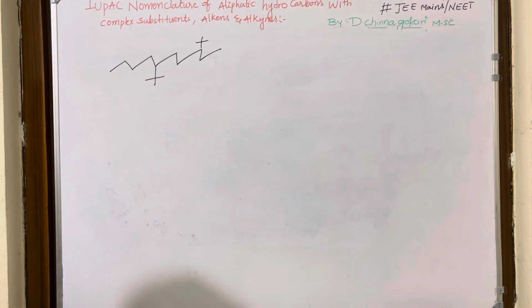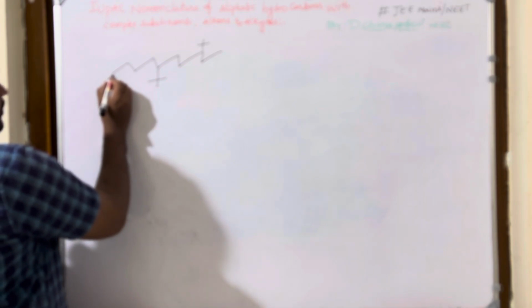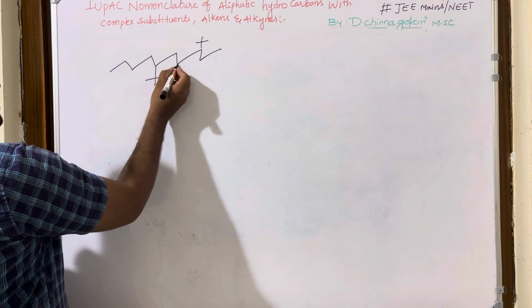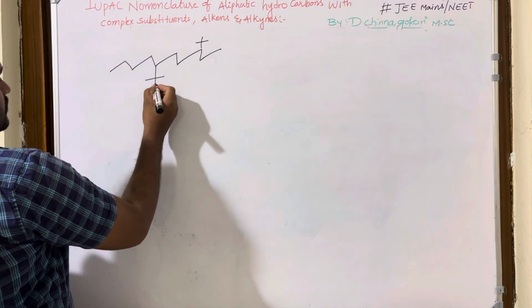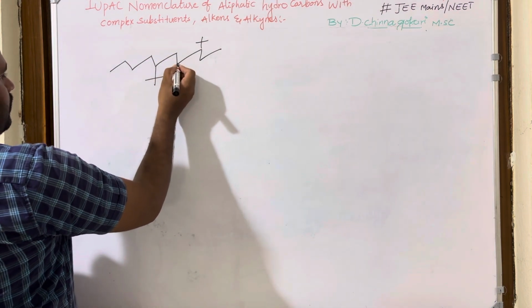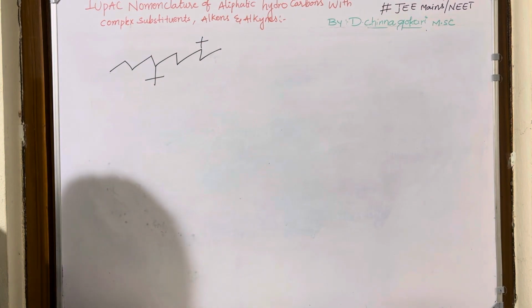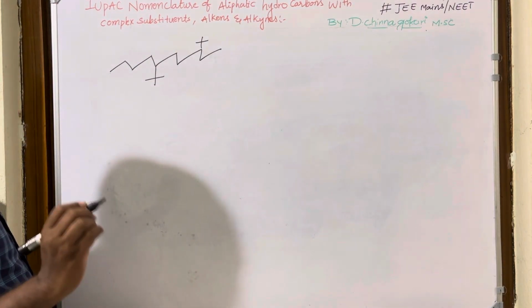Now what is the name of this compound? Let us try to give the name of this compound. First, numbering. From here onwards, when you count 1, 2, 3, 4, 5, 6, 7, 8, 9, 10, there are 10 carbons. And from here onwards, 1, 2, 3, 4, 5, 6, 7, 8, there are only 8 carbons. So we can count 10 carbons as the longest carbon chain.